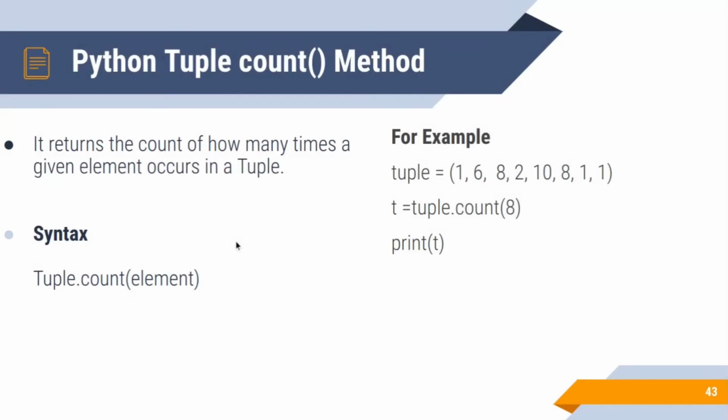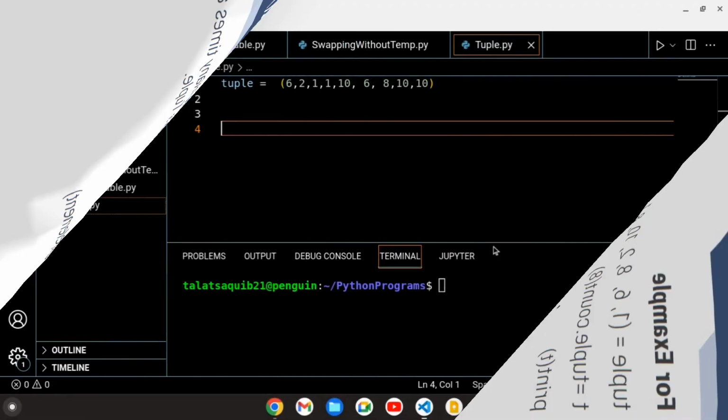So let's talk about the count method. It returns the count of how many times a given element occurs in the tuple. Okay. So the syntax is tuple.count(element). So in this example, tuple.count(8) will count how many times 8 occurs in this tuple. Okay, so let's check it in the editor to see how it's working.